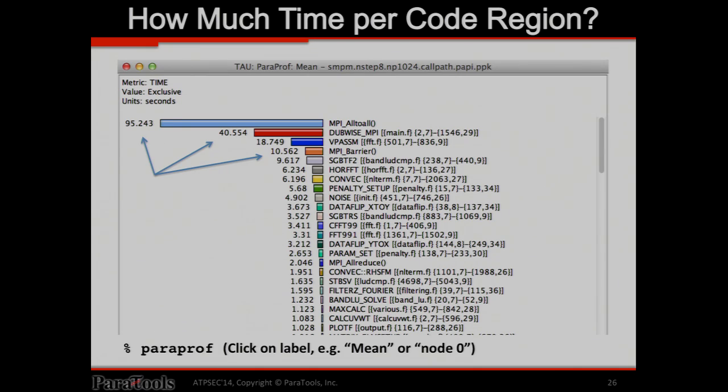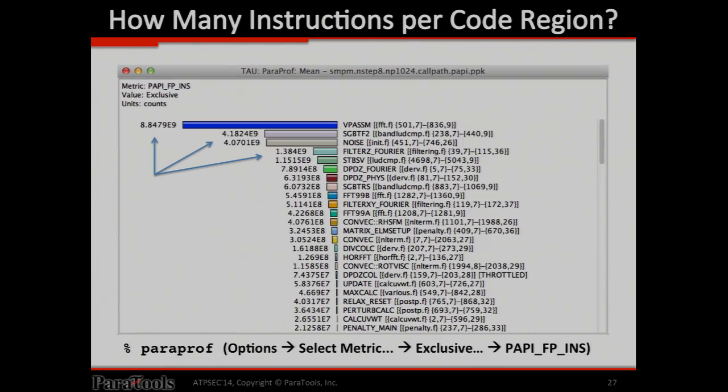Open ParaProf and click on one of your labels, either the mean or the node. They don't look like buttons. They look like labels. So most people don't realize that you can actually click on them. But you can. I suggest you do.